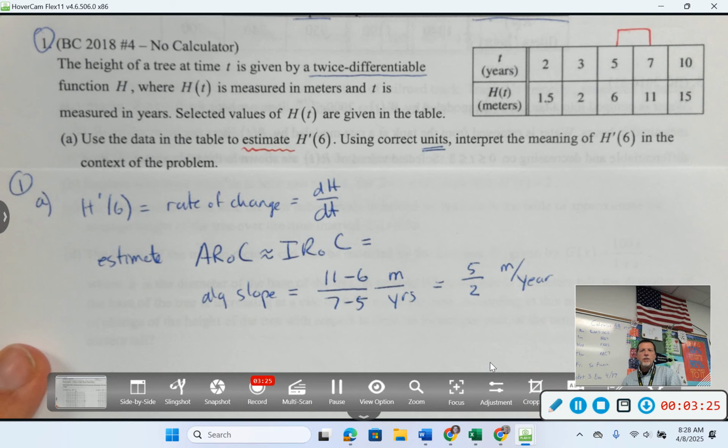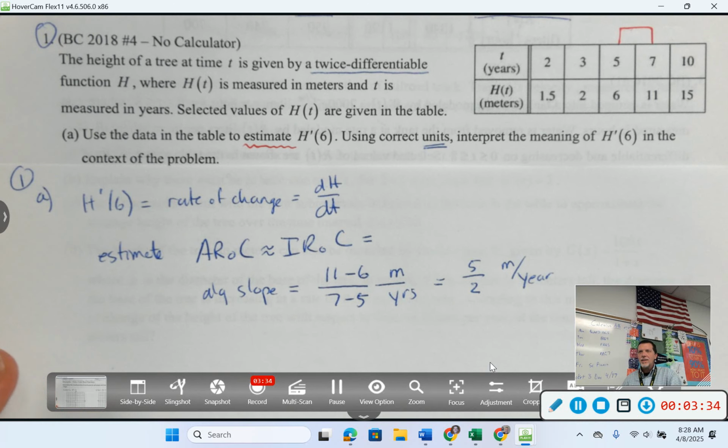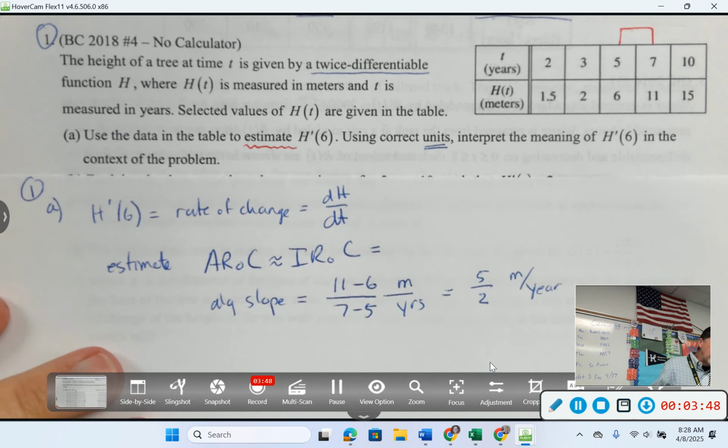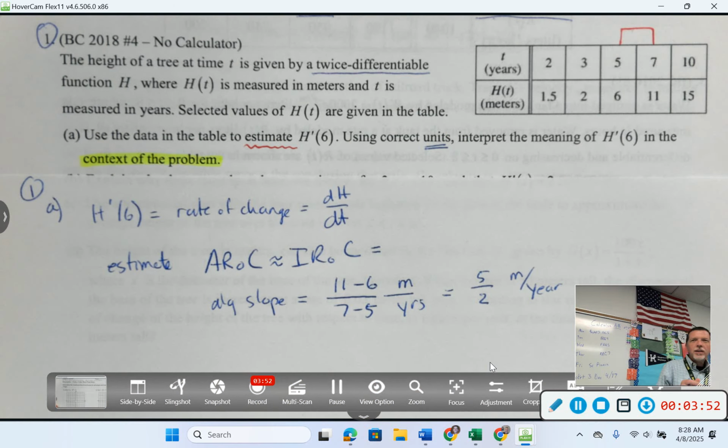Okay, using correct units, interpret the meaning of h prime of 6. Anybody want to take a stab at it? What is the meaning of h prime at 6? Ben? You're pointing, right? Okay, slope at 6. That's sort of right. That would not get you full points, though, because it says in the context of this problem. You're right, it's the slope at 6, but what does that mean for this particular problem?